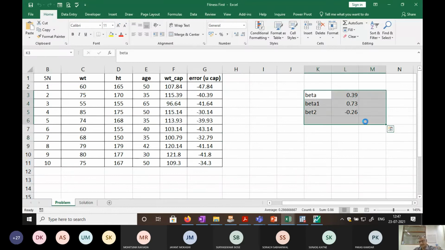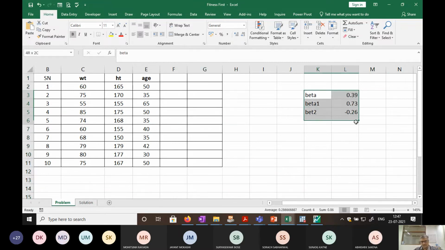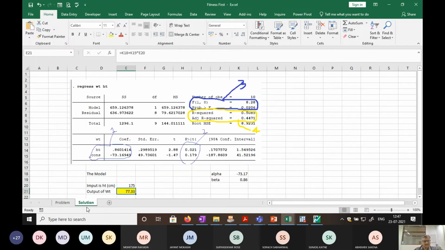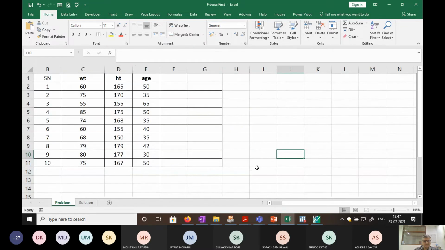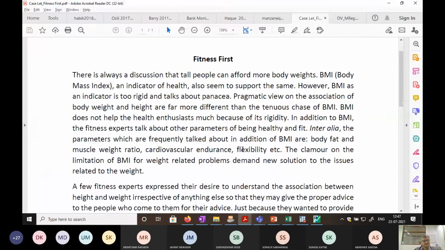You delete this, no problem. This much data is with you. The solution is also attached. But right now, pay attention to the problem. Please read the case. This much data, 3 variables. I'm giving you 5 minutes.